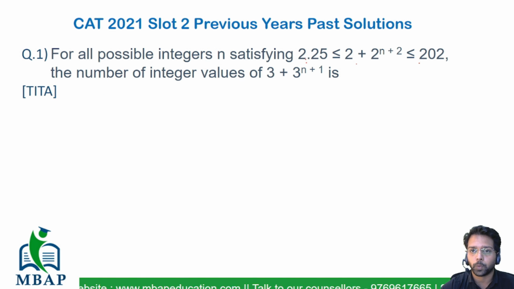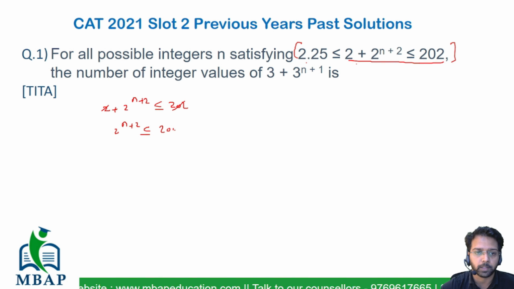The question is first about finding out the range of the given values of n using this expression. Let's start with the first expression on the right hand side. It says 2 plus 2 raised to n plus 2 is less than or equal to 202. Now if you subtract 2 from either side, it becomes 2 raised to n plus 2 is less than or equal to 200.